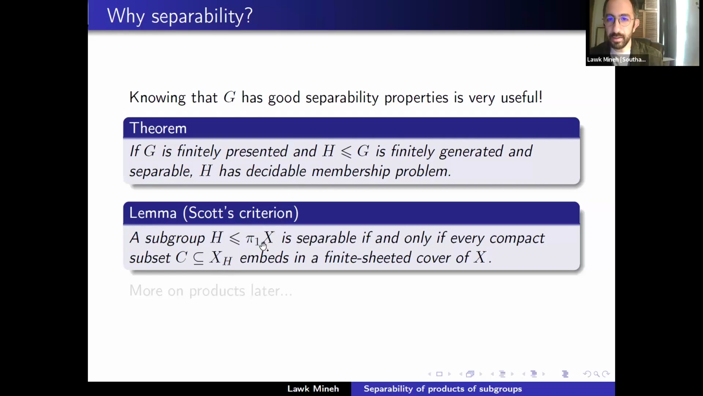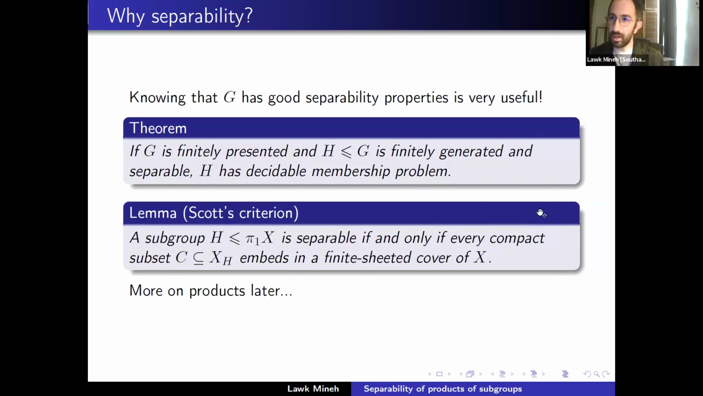And the criterion is that the subgroup is separable in the fundamental group if and only if every compact subset of this intermediate cover embeds in a finite sheeted intermediate cover of X. So you can see how this might be useful. For example, you can promote immersed subcomplexes of X to embedded ones in finite sheeted covers of X. And embedded things behave much more nicely than immersed things, for example. So this is a nice way that you can use separability to get geometric conclusions.